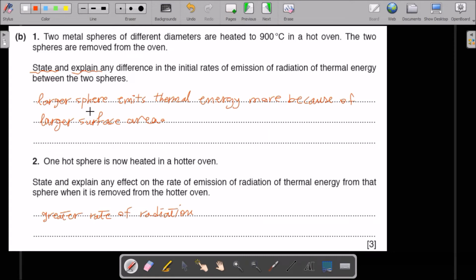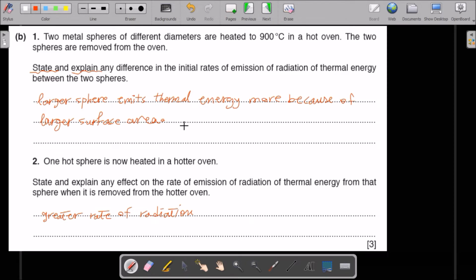So what is the answer? You know that larger sphere emits thermal energy more. So you can get 1 mark because of writing larger sphere emits thermal energy more. Why? Because it is said explain. Because of larger surface area. You can get 2nd mark because of writing of your explanation. So larger sphere emits thermal energy more because of larger surface area. Then you can get 2 marks.